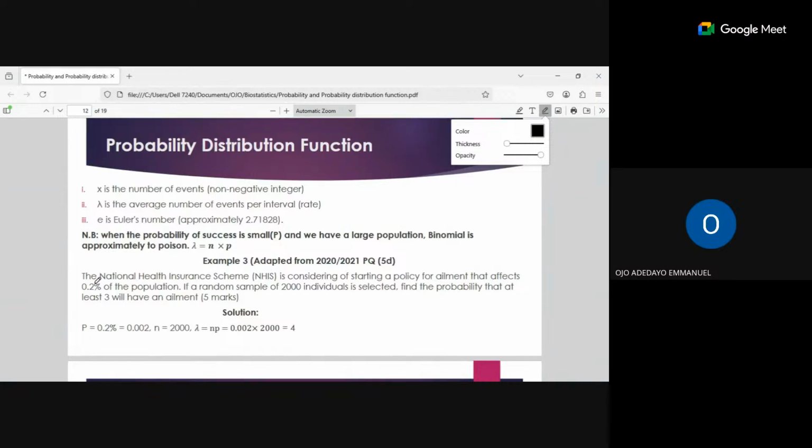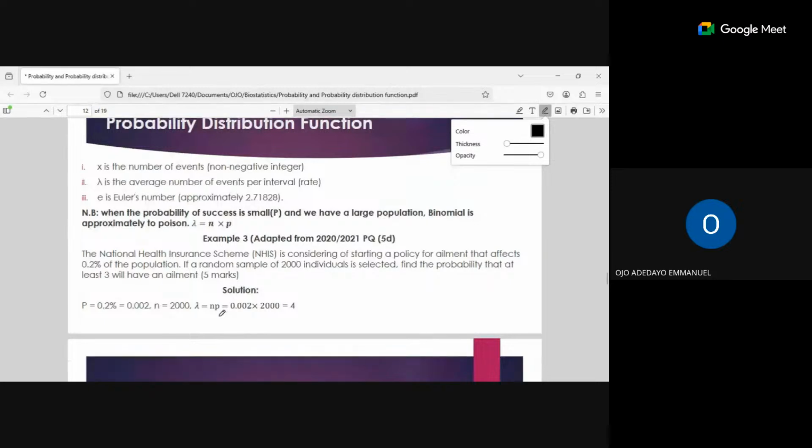And then the sample size is large, 2,000 individuals selected. Find the probability that at least 3 will have an ailment. Now, if you look at this, the first thing you have to get is the parameter of what? Of Poisson, which is lambda. Recall that the probability is 0.2%, which is the same as 0.002. Then your n is equal to 2,000.